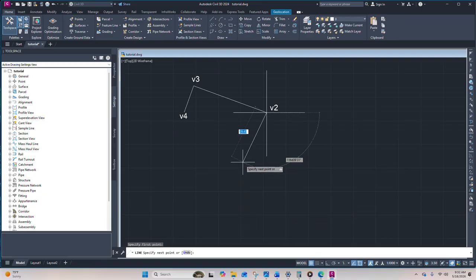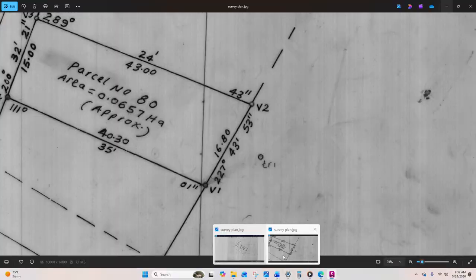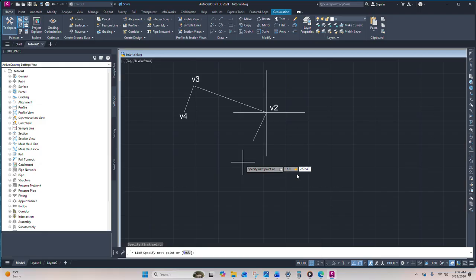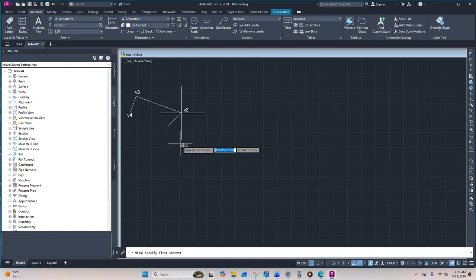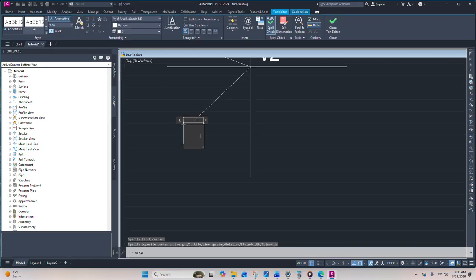So our distance is 16.8 from your keyboard. Then shift angle sign, 227 D, then 43, is it? Let me confirm. 227, 43, 53. 227 degrees, 43 minutes, and finally 53 seconds. Then hit enter. Then escape. So this one will be our V1.